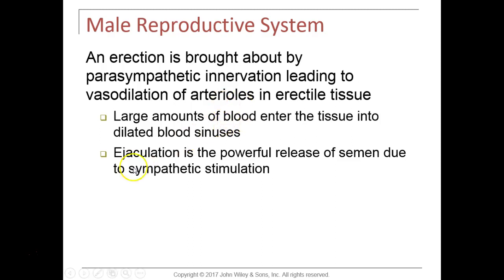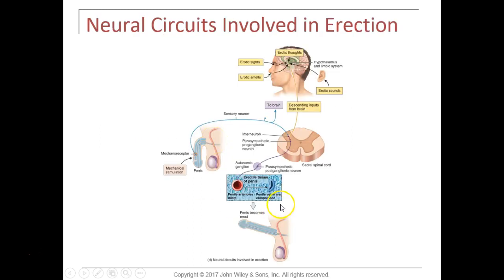Now, the process of ejaculation, or the propulsion of semen out of the male reproductive system, out of the penis, is a sympathetic reflex. So the sympathetic nervous system is involved in ejaculation, and the parasympathetic nervous system is involved in the erection. So here's a little flow chart that shows the pathway of information flow for the parasympathetic nervous system. So there's different types of stimulation.